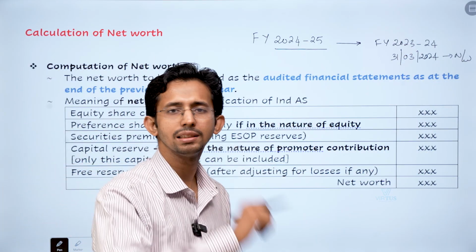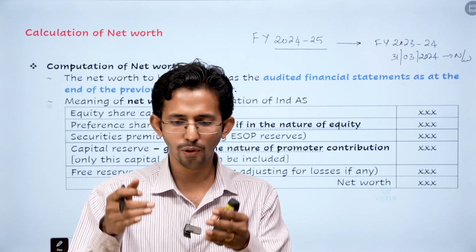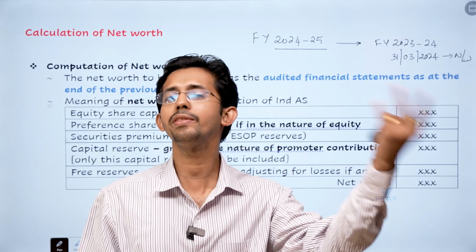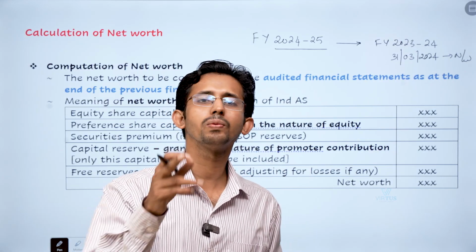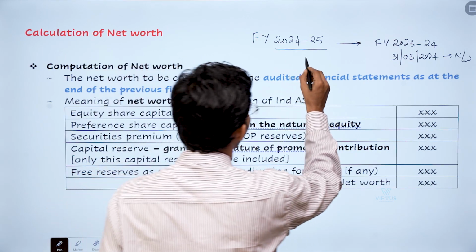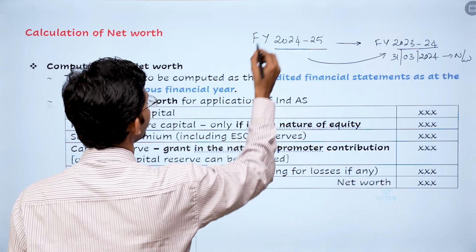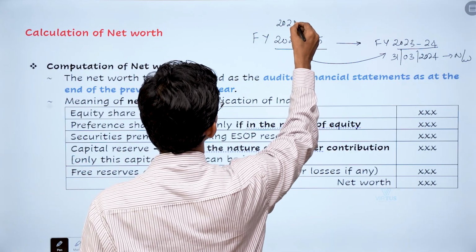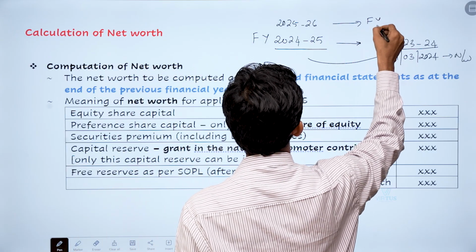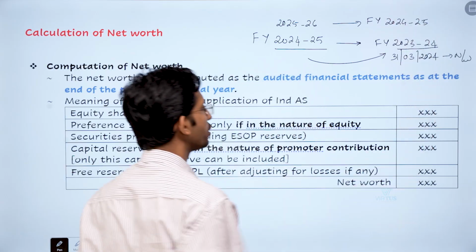So friends, I hope that is clear to you. If you are evaluating the applicability of Ind AS for a particular financial year, you have to take the audited financial statements of the previous financial year and see what the net worth is. So if it is for 24-25, see the audited financial statements for 23-24. And if you are evaluating for, let's say, 25-26, you have to see the audited financial statements of financial year 24-25. Okay, so that is the first point.